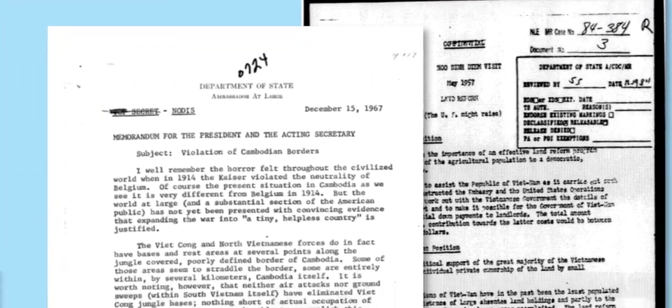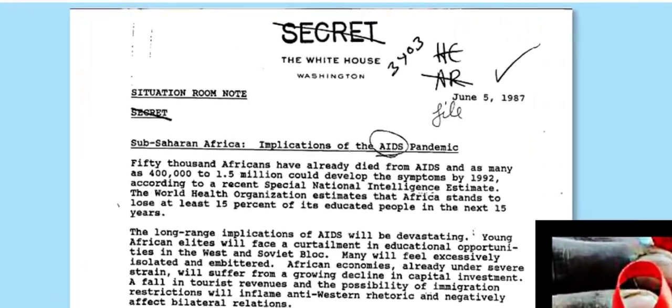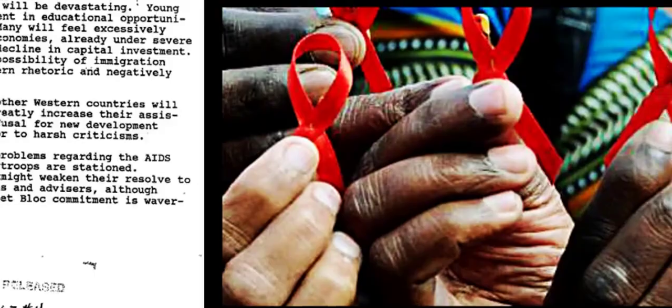And now we're looking at documents highlighting conduct of the Vietnam War. And this is an example of White House correspondence discussing international policy around the AIDS epidemic of 1980s Africa.